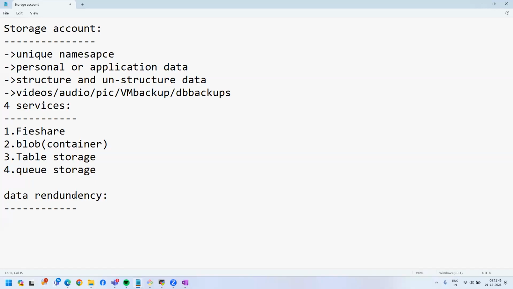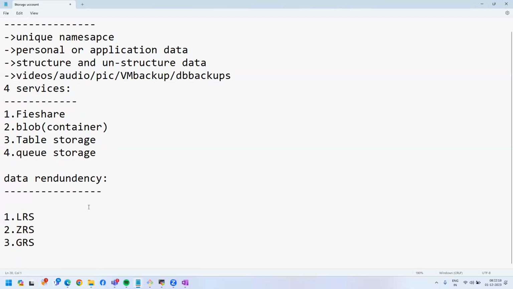Can I say high availability? If you are at home, you can access your system. If you are out of station, you go to the internet and take the print. What does that mean? Making it high availability. So data redundancy is how we can make our data highly available. Here we can do it in four ways, guys. One is LRS, ZRS, GRS.